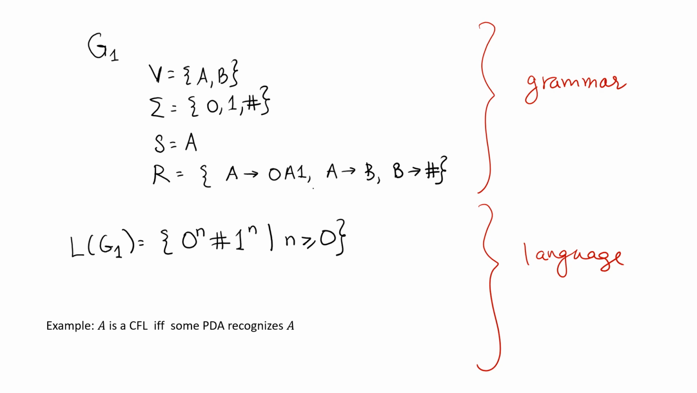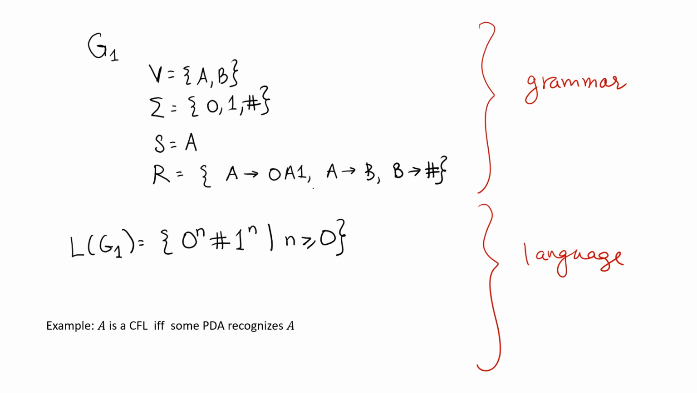At the beginning of the video, I stated that A is a context-free language if and only if some pushdown automata recognizes A. And I showed you a pushdown automata for the language of an equal number of zeros followed by an equal number of ones. I haven't actually proved this theorem, and I'm not going to in this video, but I am going to remind us of the example that we did in the previous video, where we talked about the grammar of this language, which was 0 to the n and then a hashtag with 1 to the n.